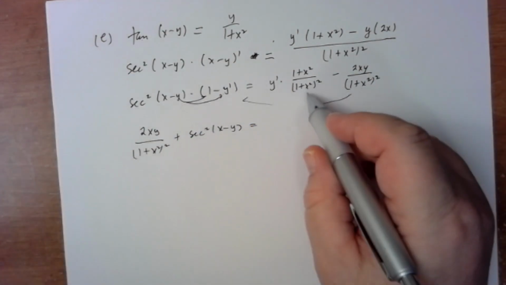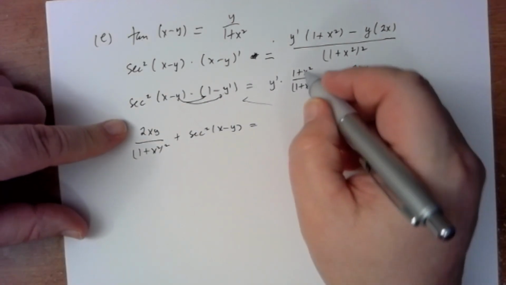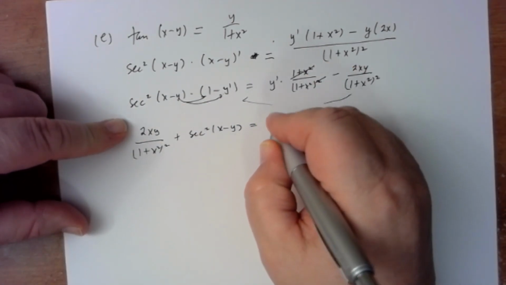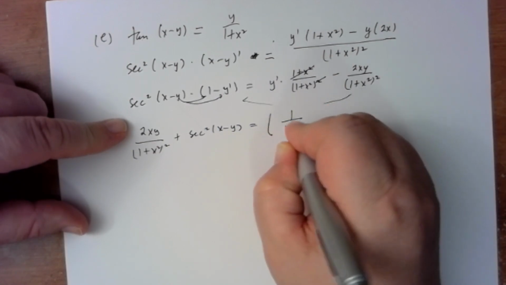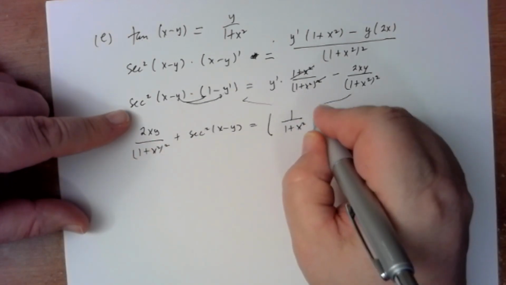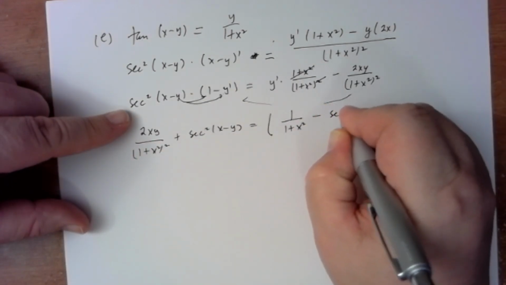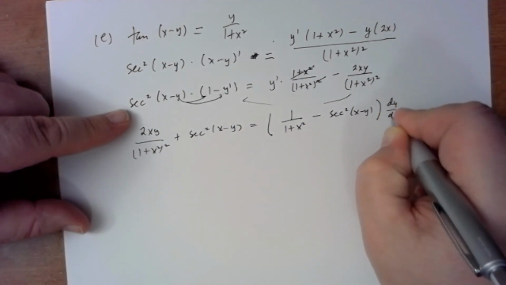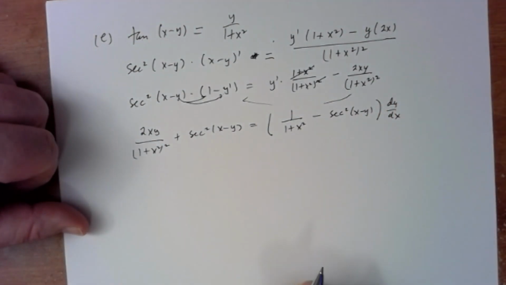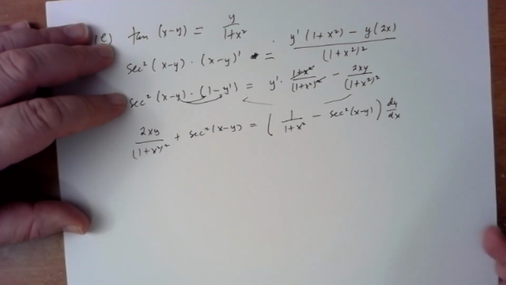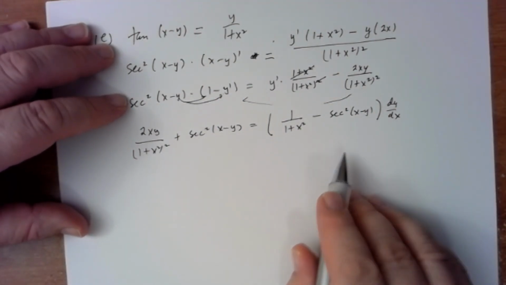So let's see, that'll be, oh, by the way, this cancels with one of those, right? So I'm going to have 1 over 1 plus x squared, and then bringing this secant squared over, I'm going to have minus secant squared times x minus y, dy over dx. Good. That's a big expression, but we're just solving for dy over dx. It's already pretty much there.